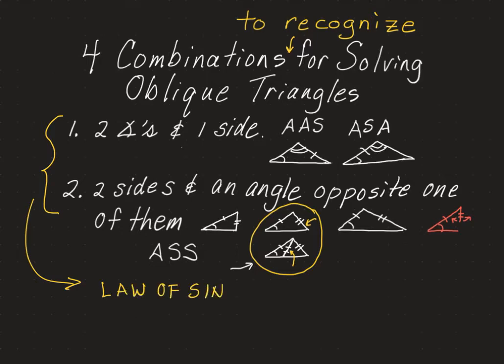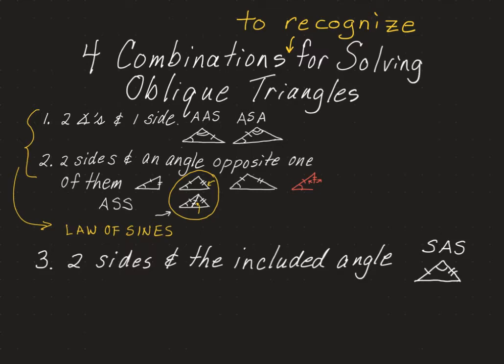However, there are two more combinations of sides and angles that you may encounter for which you cannot use the law of sines. The third combination you may see is two sides and the included angle, or side, angle, side. And the fourth combination you may see is three sides. So if you know two sides and the included angle, or three sides of a triangle, you can also solve for everything else you're missing. You cannot use the law of sines, however. You must use, instead, the law of cosines.